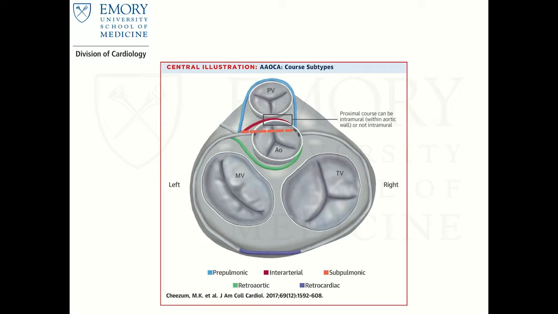However, the one that we worry about the most is the interarterial subtype, because, as we'll discuss in a second, that's the one that we think is associated with the highest risk of sudden death. An important point here as well is that, especially with the interarterial subtype, there can be an intramural course proximally, meaning that the artery travels between the wall of the aorta, and that is actually seen in the majority of interarterial cases.